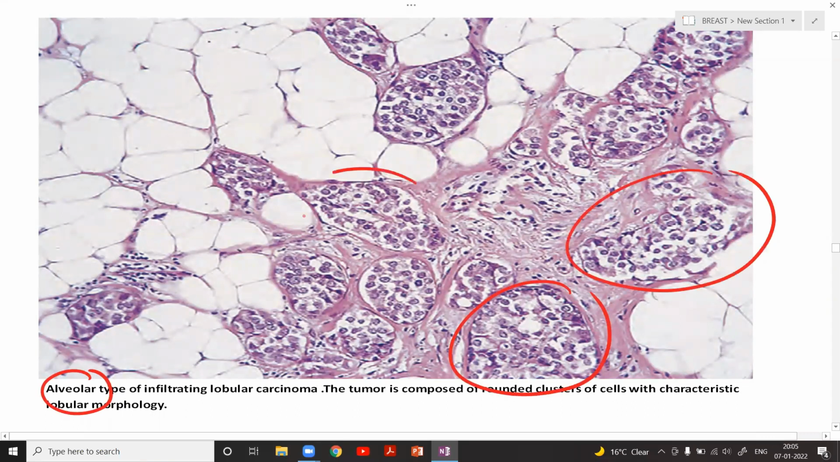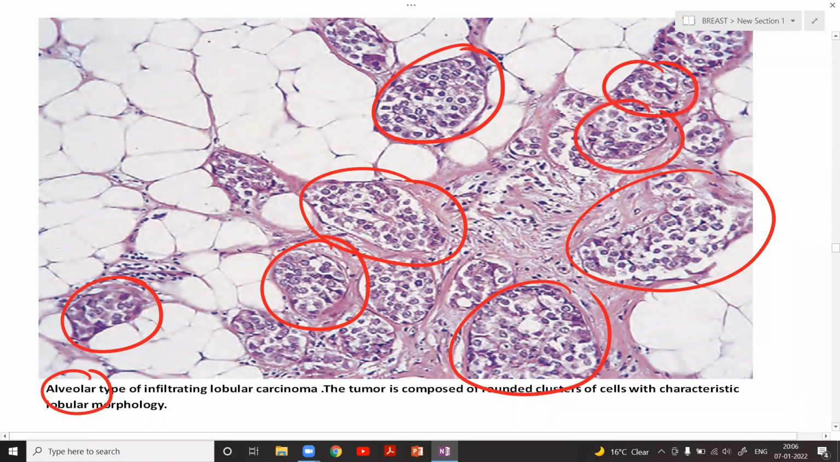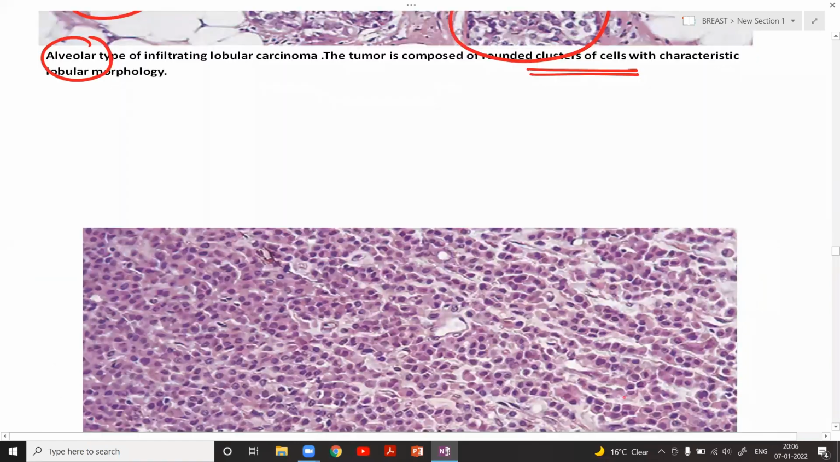Okay, but if you look at the basic morphology of the individual cells, they resemble the lobular carcinoma cells. So this is also one of the presentations of infiltrating lobular carcinoma. Very important, they are rounded clusters of cells with characteristic lobular morphology. Okay, the alveolar pattern is there.